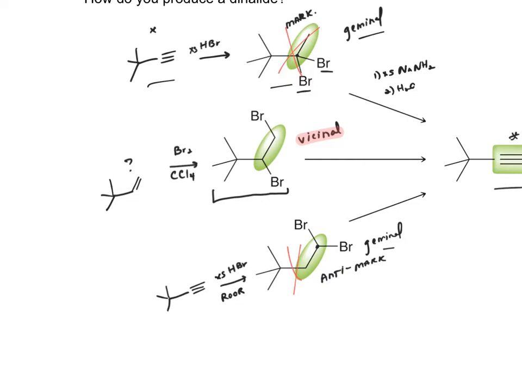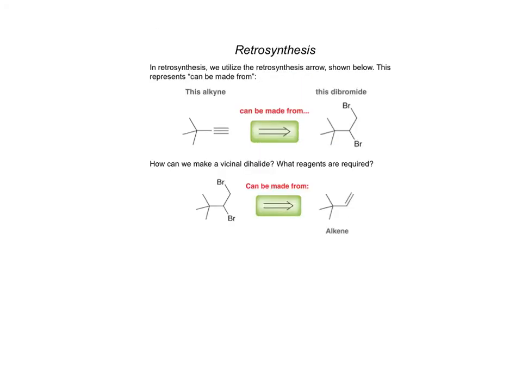This was one of our addition reactions, right? It goes through the bromonium ion intermediate. The bromines add in an anti-fashion. We get our vicinal dihalide, okay? So that's the next step, right? We need an alkene to get to that dihalide to get to the alkyne, okay?